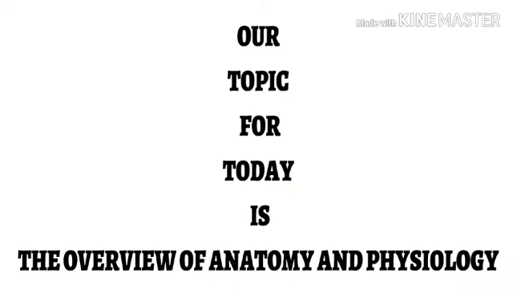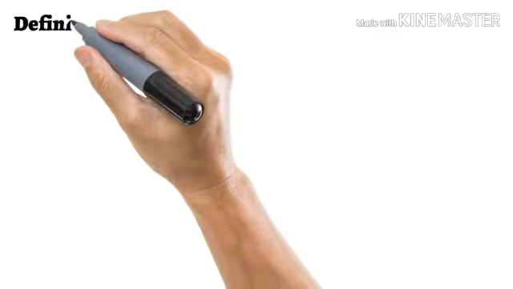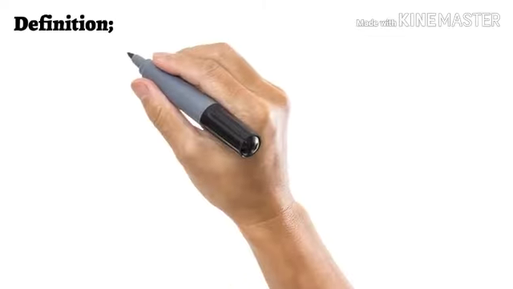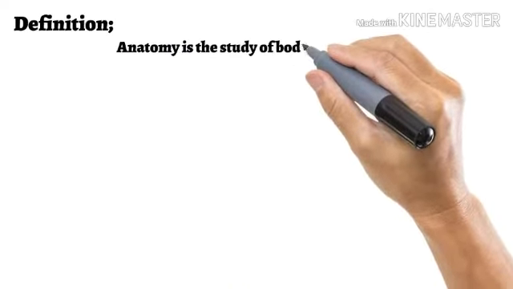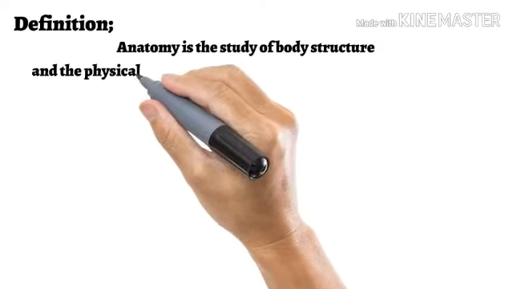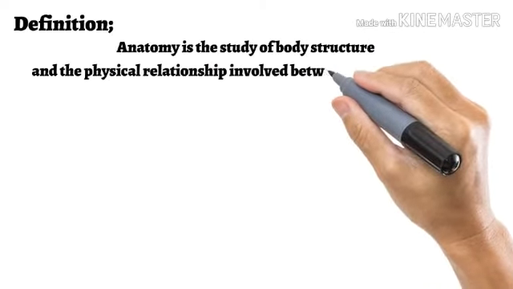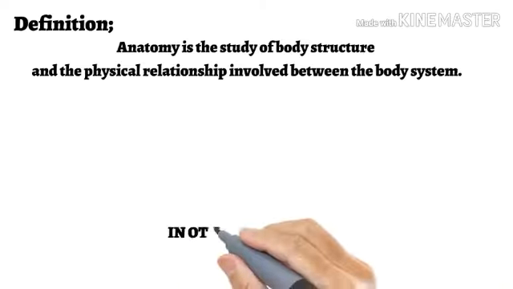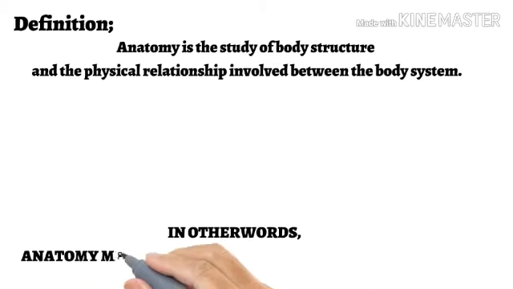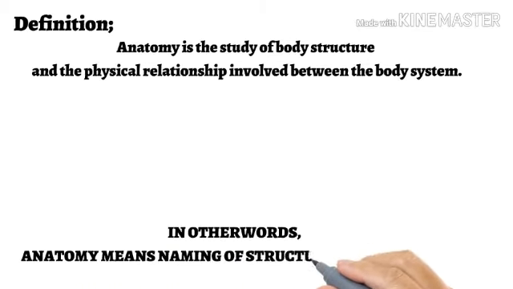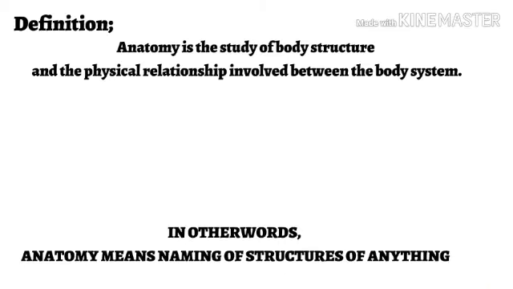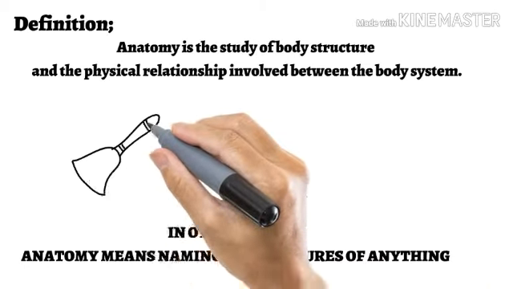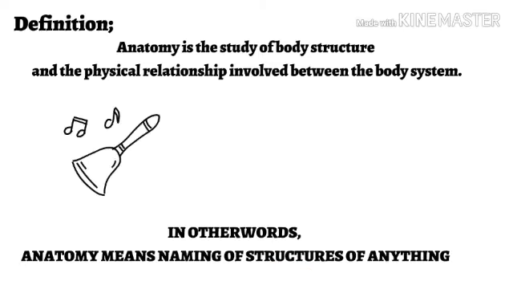And our topic for today is the overview of anatomy and physiology itself. So let's go to the definition. Anatomy is the study of body structures and the physical relationship involved between the body systems. It just means the study of body structure, studying the structure of anything. In other words, anatomy means naming of structures of anything. If you keep studying, you will end up giving that thing a name, and that is anatomy.